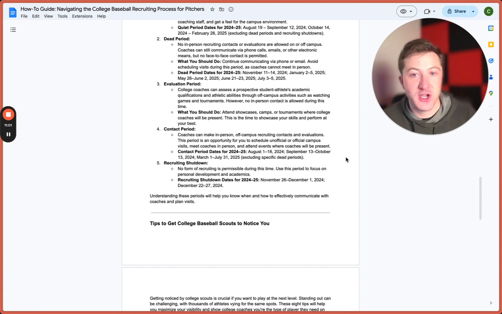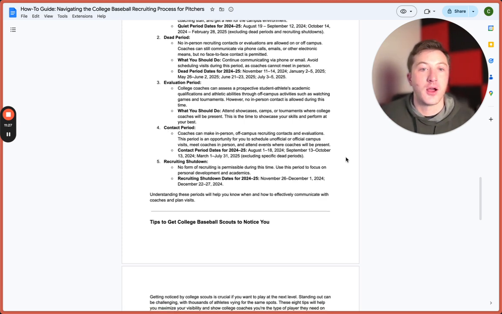Then we have the evaluation period. This is when college coaches can assess a prospective student athlete's academic qualifications and their athletic abilities through off-campus activities such as watching games or going to tournaments. However, there is still no in-person contact allowed during this time. So what you should be doing at this point is attend showcases, camps, or tournaments where college coaches will be present. This is a time to showcase your skills and perform at your best. We'll talk a little bit more about that later.